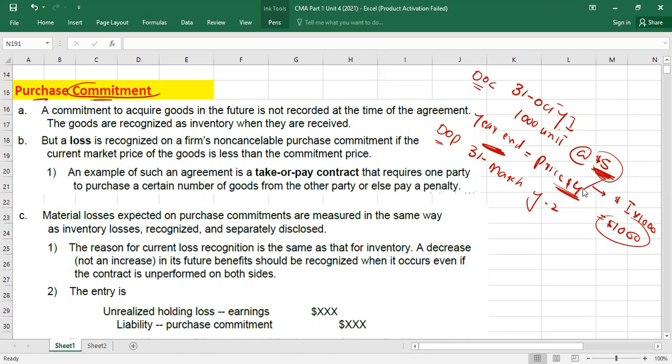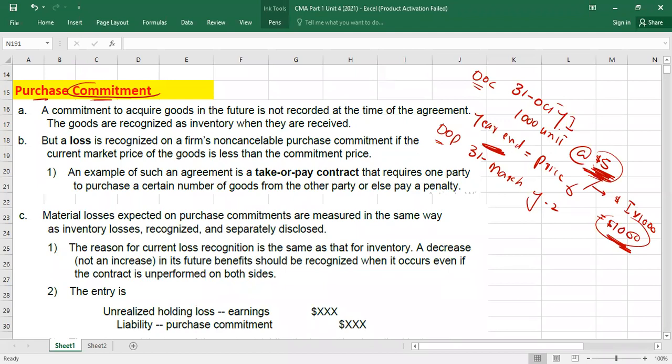Maybe the market price could be $6, but you are buying at $5. You might have a gain. So as per the prudence concept, a gain should not be booked unless it is realized, right? But a loss you have to accrue. So this is what we are going to talk about: purchase commitment, accrual of loss, and what entry you will pass. Whenever you have a loss at the end of the reporting date, what will the entry be?